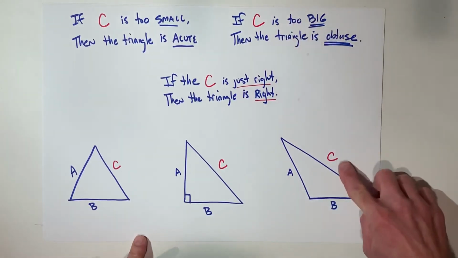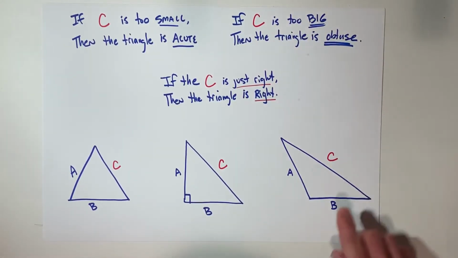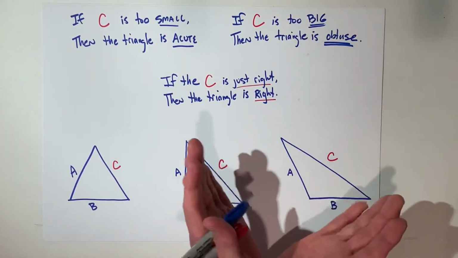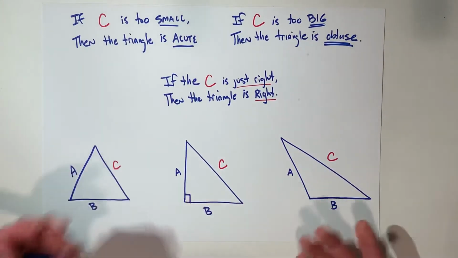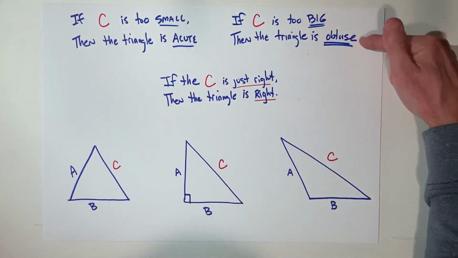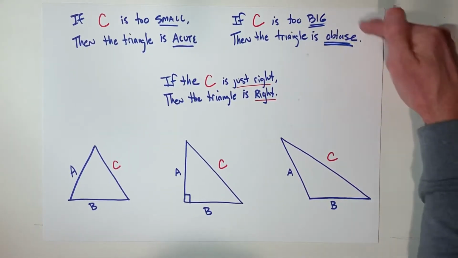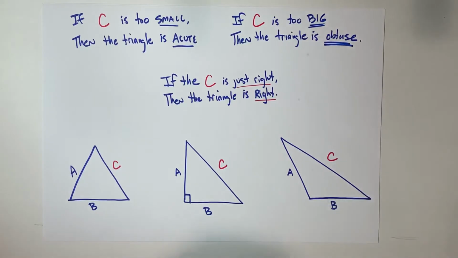So once again, sticking with the same theme, if C is too small, then the triangle is acute. But if C is too big, as it appears to be here, I might talk about how the angle is opened up too much. This angle is more open than it should be, meaning it's bigger than 90 degrees. So if C is too big, the angle is big. The triangle is big, it's obtuse. So C is too big, the triangle is obtuse.